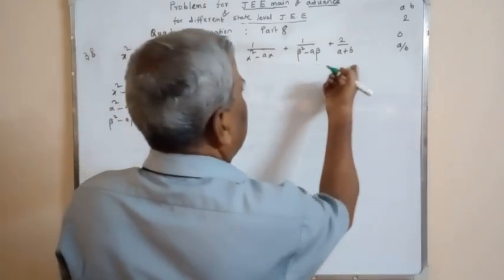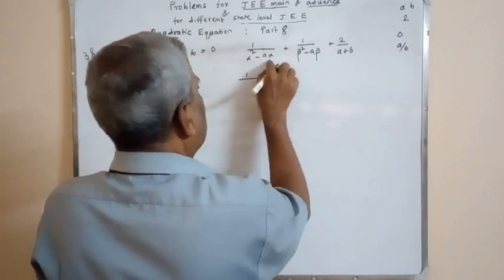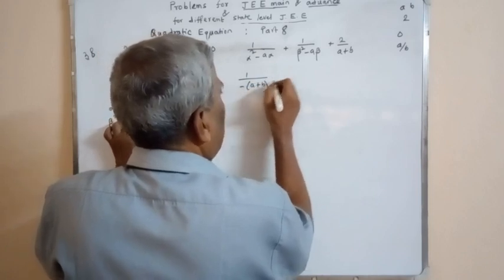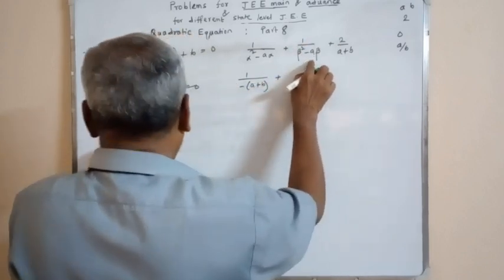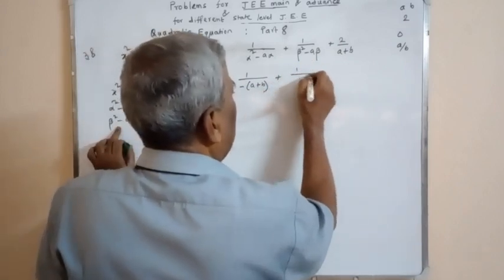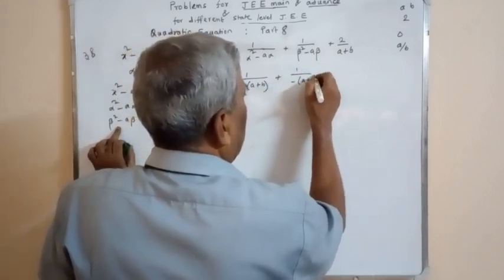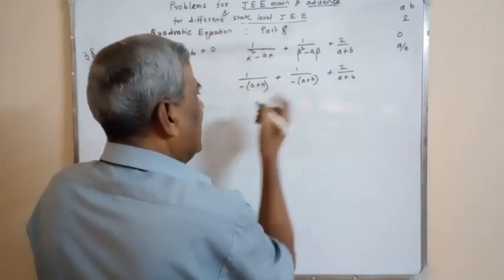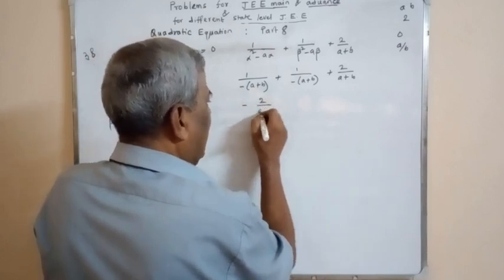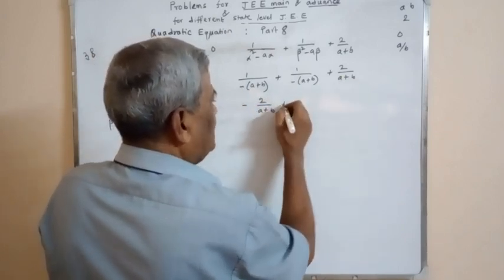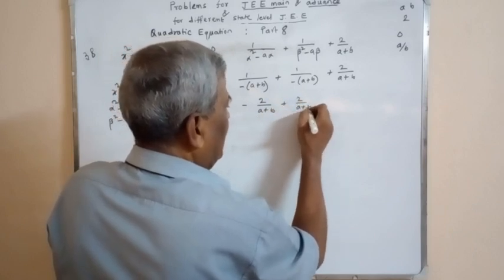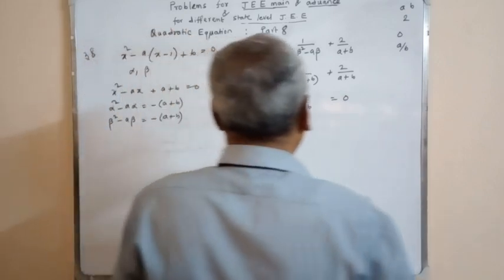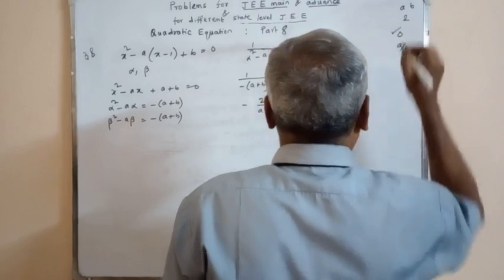Now the expression becomes 1 upon alpha square minus a alpha, which is minus a plus b, plus 1 by beta square minus a beta, same, 1 by minus a plus b, plus 2 by a plus b. Together they are minus 2 by a plus b and plus 2 by a plus b. So they cancel and the answer is 0. So our answer is 0, that is, option C is correct.